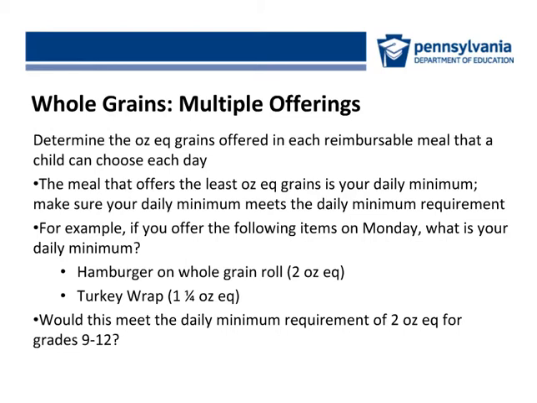For example, we know from our meal pattern chart that students in grades 9 through 12 must be offered a minimum of 2 ounce equivalents of grains at lunch. If on Monday we offer a hamburger on a whole grain roll that has 2 ounce equivalents and a turkey wrap that has 1 1/4 ounce equivalents, would we be reaching the daily minimum requirements? The answer here would be no, because we use the meal that offers the least ounce equivalents as our daily minimum. The menu item that offers the least is the turkey wrap with 1 1/4 ounce equivalents, which does not meet our daily minimum requirement of 2.